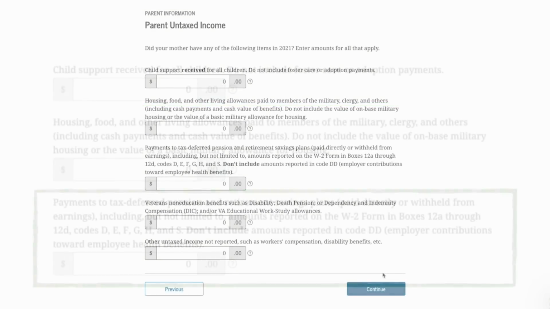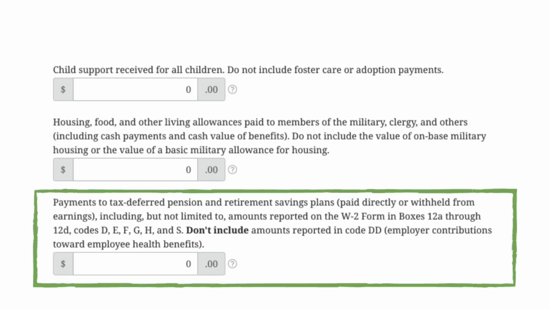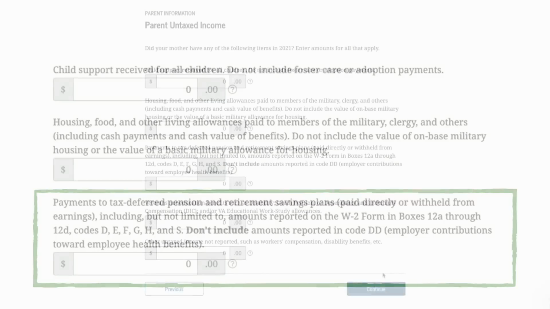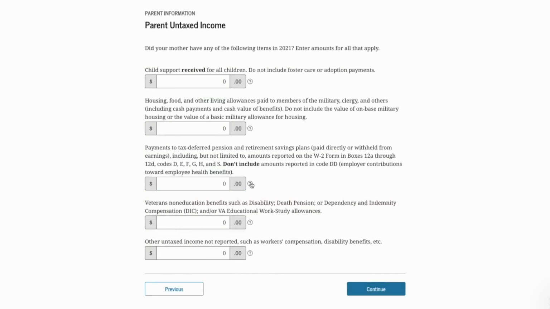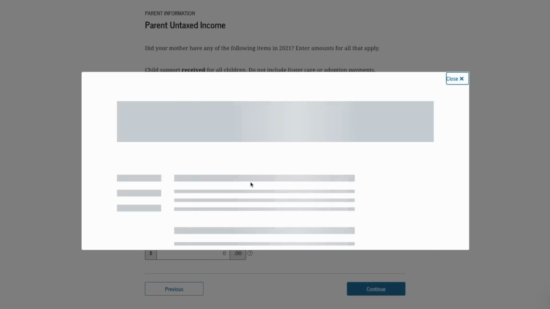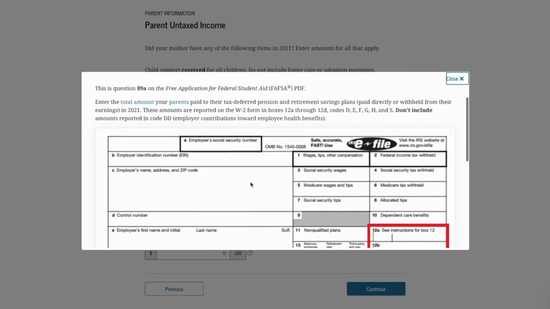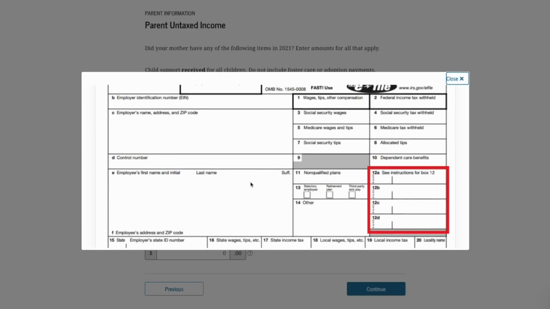Now, this third question is more common and could very well apply to your family. What this is asking about is any contributions your parent has made through their employer which were not taxed. You have to have a specific form, the W-2 form, in order to find this information. If you have your parents' W-2 form, you can look this information up there. It shows you here which box to look in, which is box 12A through 12D.